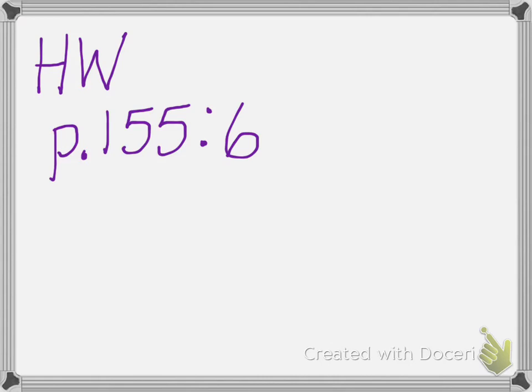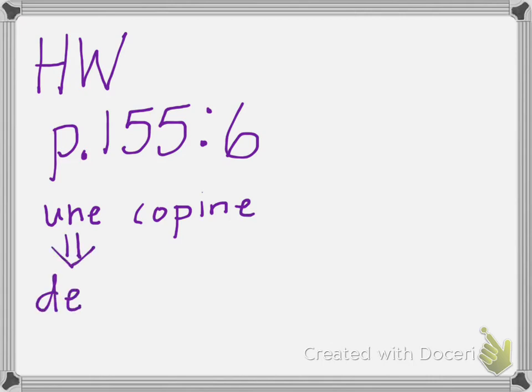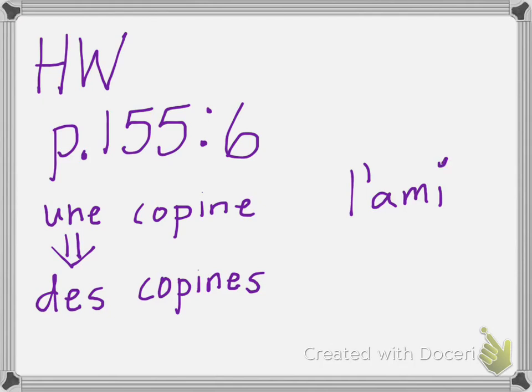The example that they give you in the book is une copine. To make this plural, because this is une, the plural article is des. And copine, I have to add an S to it. So that's what I would have to write on my paper. The other example that your book gives you is l'ami, using the definite article. When it becomes plural, the L apostrophe becomes les, and ami gets an S. So it'd be les amis.